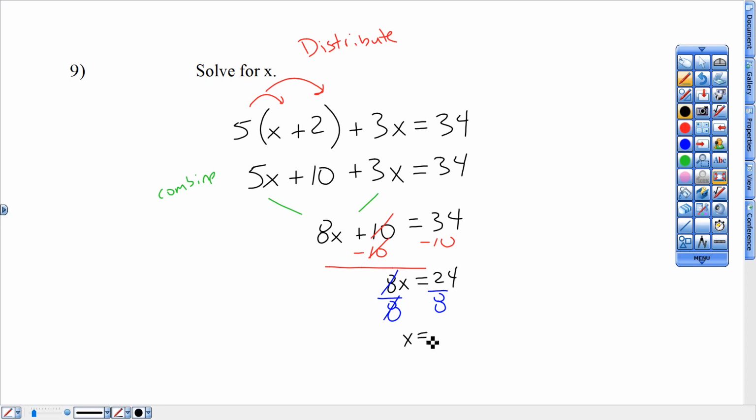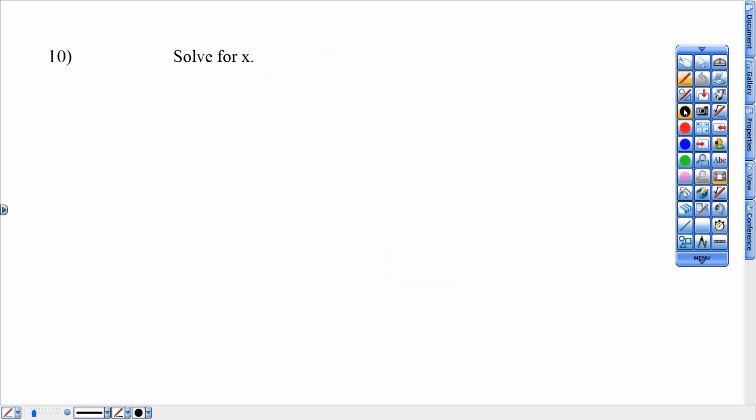X is 3. Next word is white. White. All right, here we go. One more problem, one more word. This one has combined like terms and then variables on both sides.